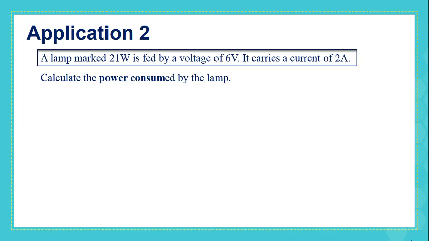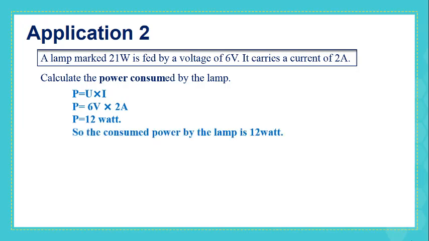Pause the video, solve this application, then check your answers. Calculate the power consumed by the lamp. Using the formula, power is equal to UI. The voltage across the lamp when functioning is 6 volts. The current carried by the lamp when functioning is 2 amperes. So, 6 times 2 is equal to 12 watt. 12 watt is the power consumed by the lamp.